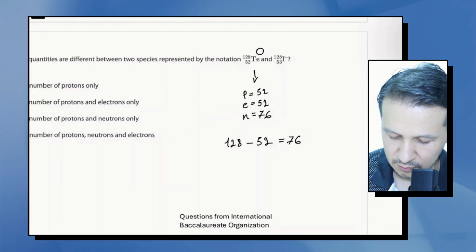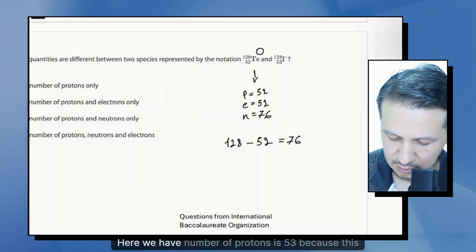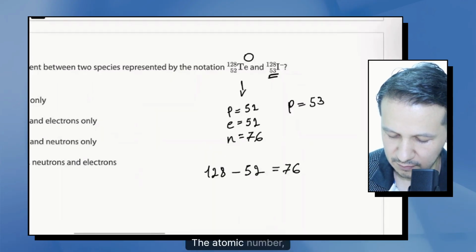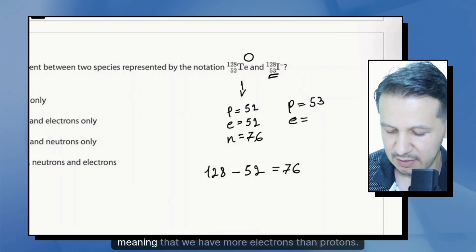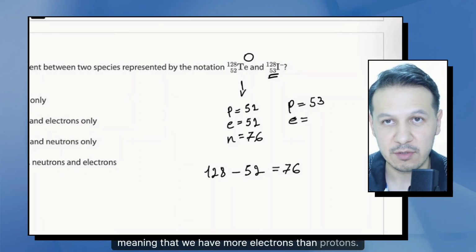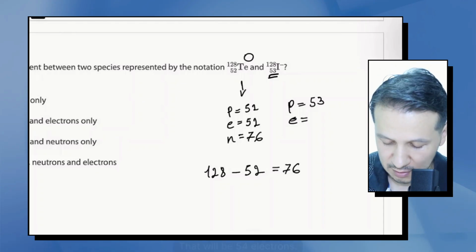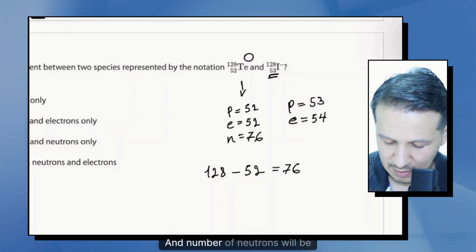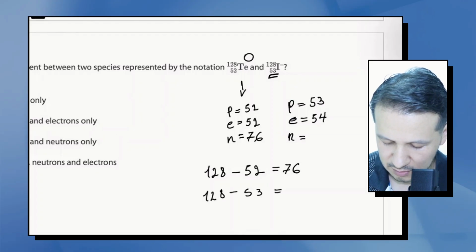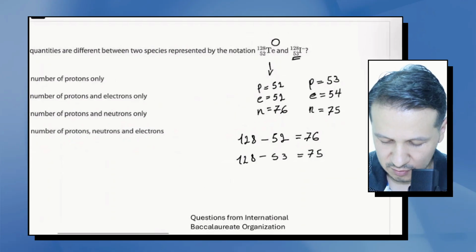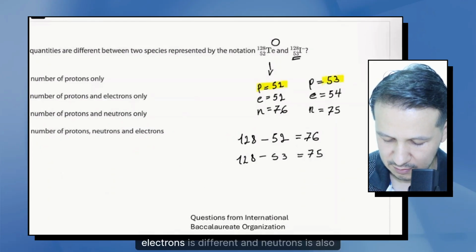Now let's do it for iodine. Here we have the number of protons is 53, because this is the number that we have here, the atomic number. Number of electrons: it has a negative charge, meaning that we have more electrons than protons. In this case, it's only one. That will be 54 electrons. And the number of neutrons will be 128 minus 53, which is 75. Okay, if you see, protons is different, electrons is different, and neutrons is also different.